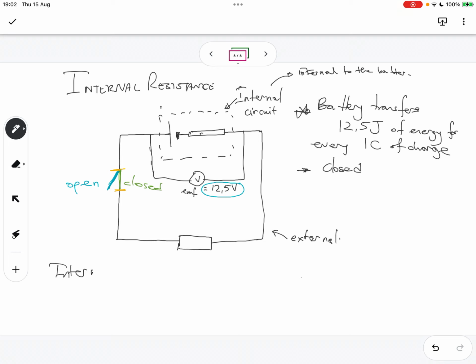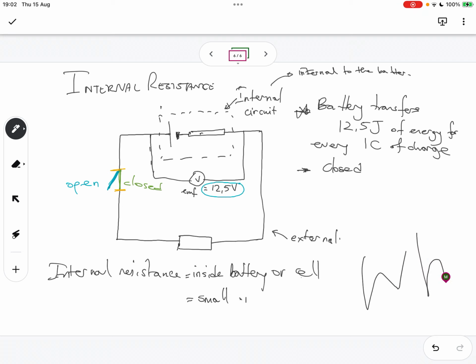Now, internal resistance is found inside a battery or cell. And it's a small amount of energy used up inside of it, right?